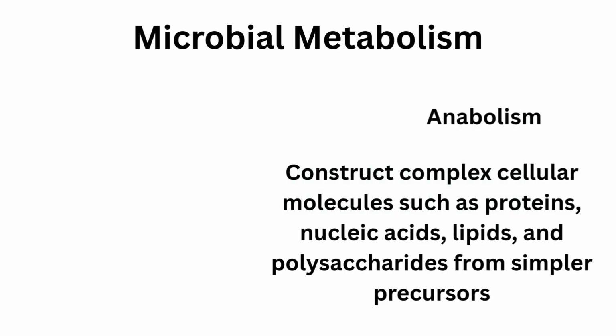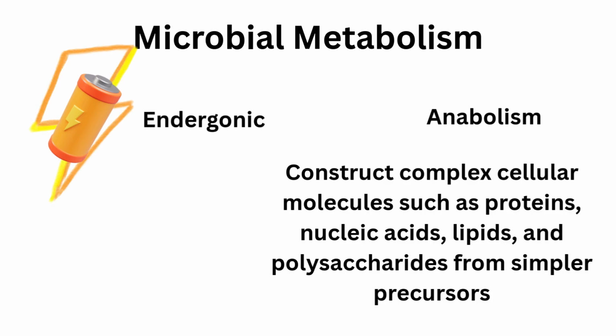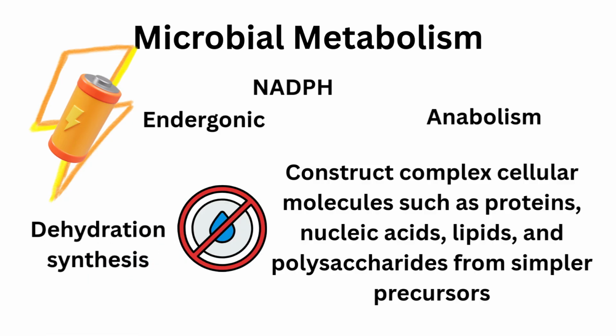Anabolism consists of biosynthetic reactions that construct complex cellular molecules such as proteins, nucleic acids, lipids, and polysaccharides from simpler precursors. These reactions are endergonic and require energy input, usually supplied by ATP hydrolysis or reducing power from NADPH. Dehydration synthesis reactions dominate anabolic pathways, forming covalent bonds between monomers.